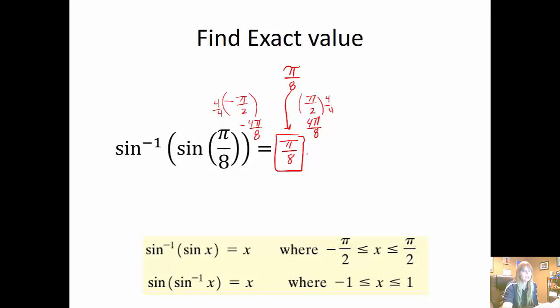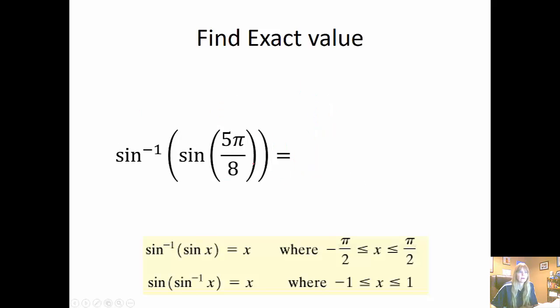Okay, so that's the first thing you have to figure out. Are you in that interval? If you are, it's easy. Then whatever this value is, that's your answer. When these get tougher is when you're not in that interval. Hint, hint, wink, wink.